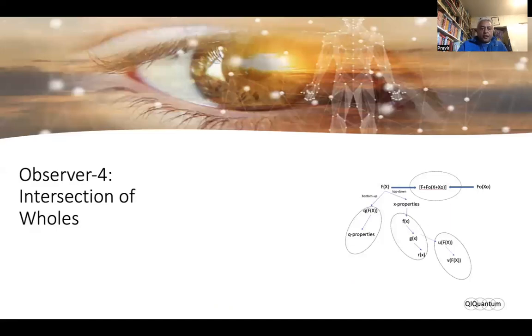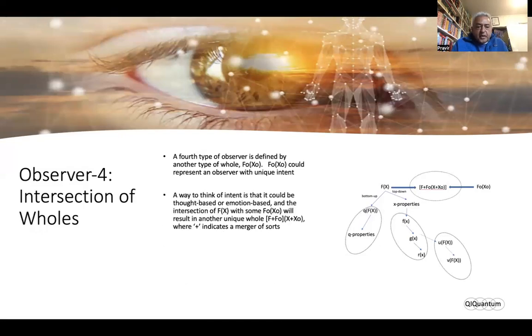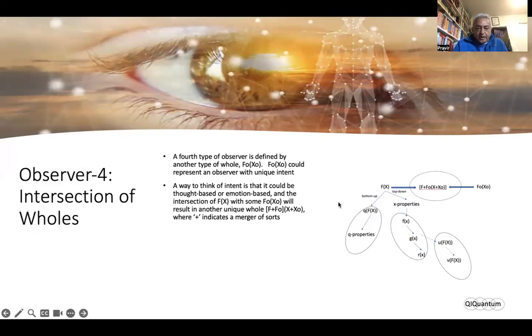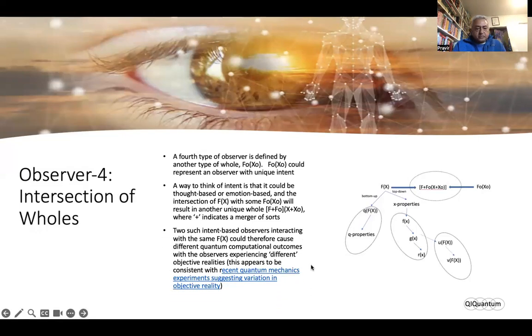And then finally, we have the fourth computational possibility, which is the intersection of wholes. And this would require a fourth type of observer, and another whole. Let's think about this. This could be an observer watching the double-slit experiment that has a certain emotional or thought bias. And in this setup, that bias would then influence the behavior of the experiment in some way. And there's been some indication and experimentation that objective reality can, in fact, be influenced by intent that different observers have. So this intersection of wholes represents a fourth quantum computational paradigm or trajectory.